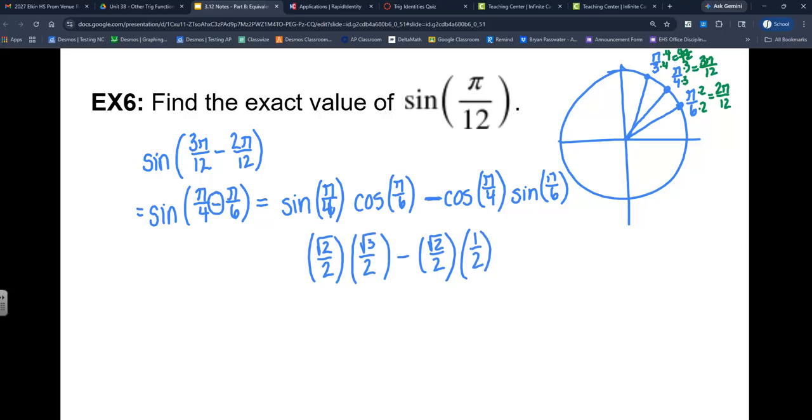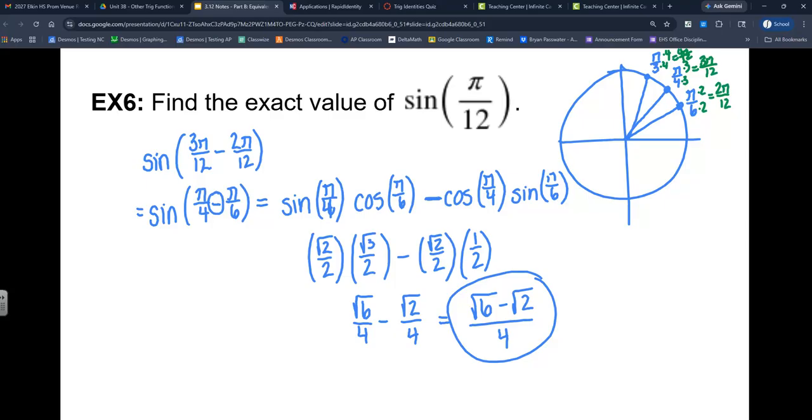So I could multiply these together. This is going to be the square root of 6 over 4 minus the square root of 2 over 4. You may see the answer left like this, or they may write it like this since those have common denominators: square root of 6 minus square root of 2 over 4. You have to leave it like that. You cannot subtract square root of 6 minus square root of 2 and get square root of 4, which would be 2, which will give you 1/2. That's not equal there, so you can't do anything else with that.